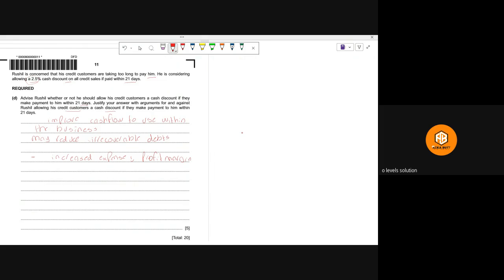So it means that our sales might be very high, but the cash which we are receiving might be very low. And since we are allowing the 2.5% cash discount, discount allowed is a part of expense, so it will increase and the profit margin decreases. Plus, we need to monitor this. Monitoring is time consuming. And after that, you can advise whatever you want to.